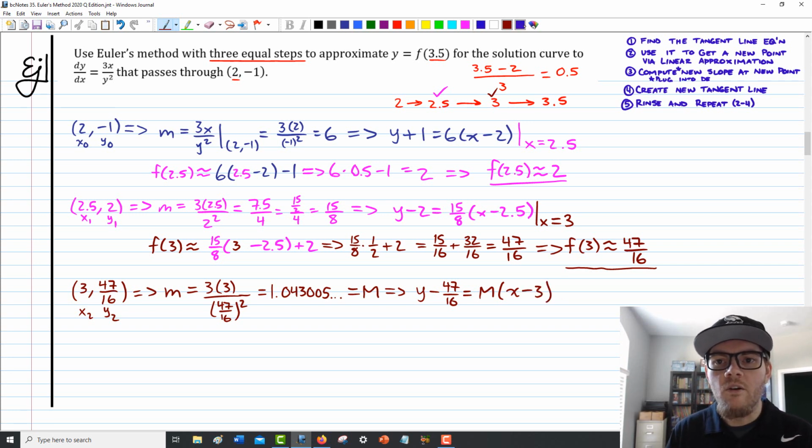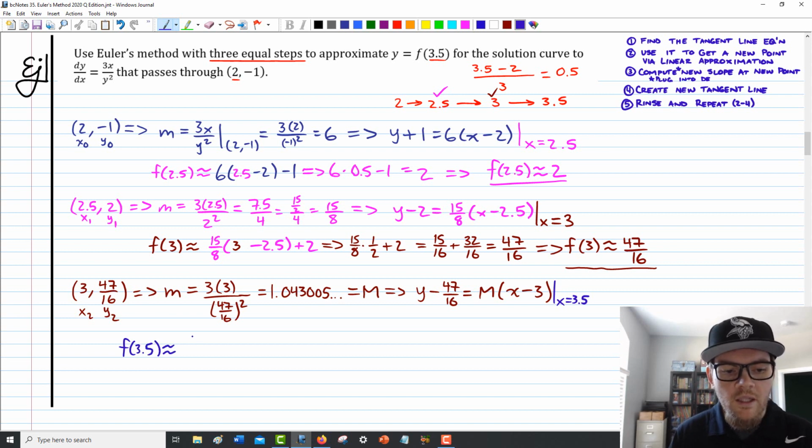Now that we're doing that though, of course our goal is to evaluate this at x equals 3.5. So our job is now to figure out what's the approximation when we plug in 3.5. So we go through and we do one more move. F of 3.5 is going to be approximately equal to our slope of M times quantity x minus 3, and then plus 47 over 16.